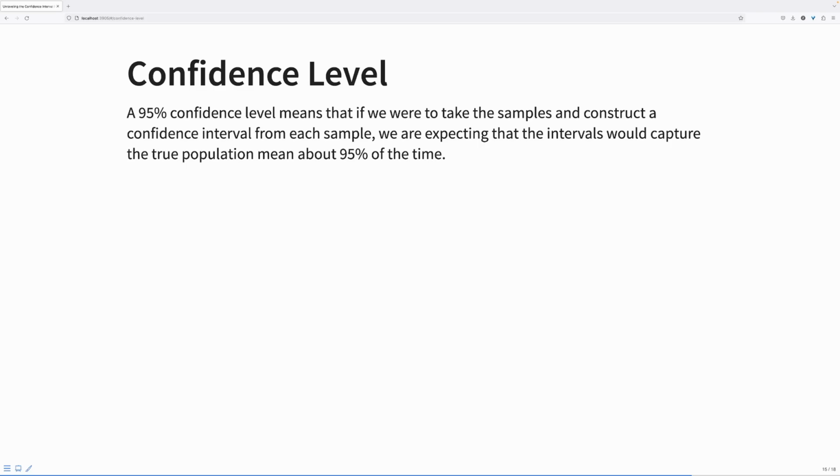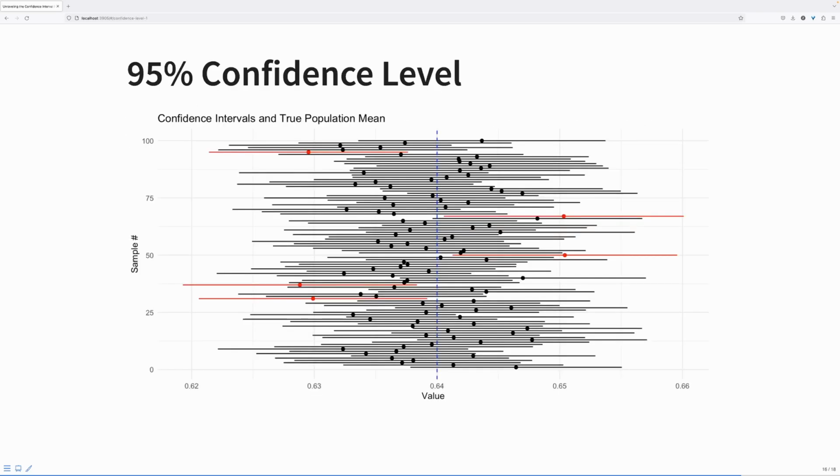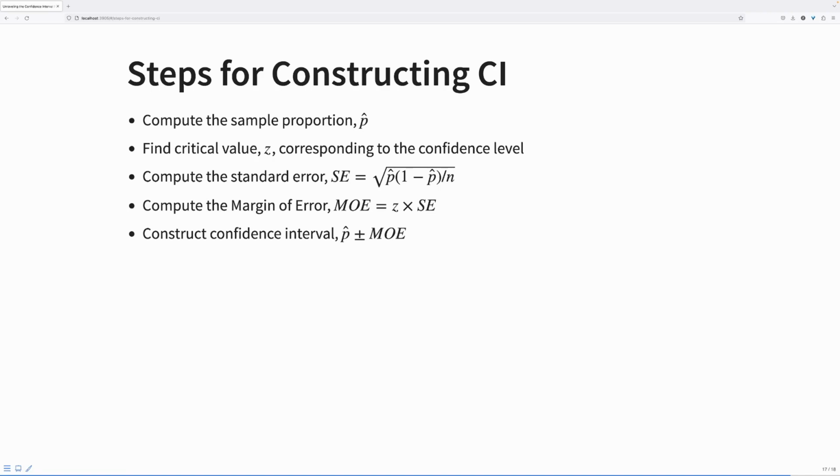And let's put this into visuals. This is what a 95% confidence interval looks like. About 5 red intervals out of 100 didn't capture the true proportion of the red marbles. And this visualization embodies what the 95% confidence interval is about. So here are the steps to construct a confidence interval. Compute the sample proportion first, and then find the critical value corresponding to that confidence level. Compute the standard error and margin of error. The last step is to construct the confidence interval.